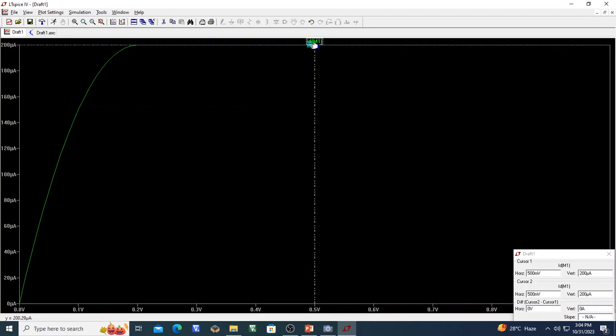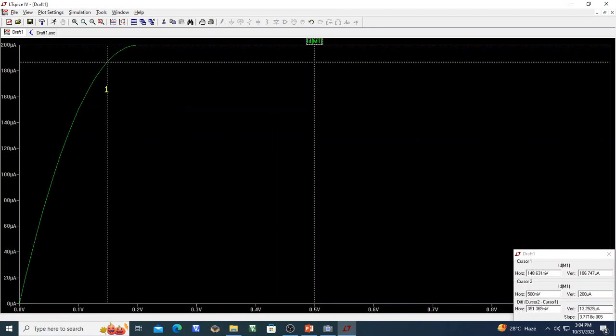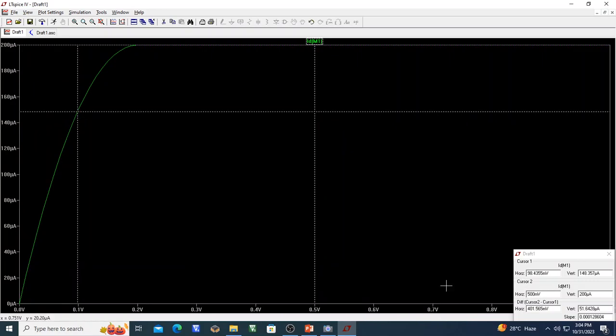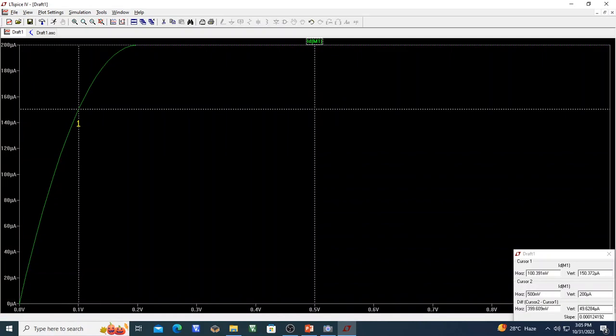Let me move one more cursor. Let me move this cursor and put it at 100 millivolt, because one of the readings was at 100 millivolt. It is this particular reading. Where is that? Because at 100 millivolt VDS, we had a current of 150 microampere. Is this close to 100? Let me slightly move this. I'm there. You can see it's 100 millivolt. So I'm at 100 millivolt, VGS is 0.6, and what is the current? Current is 150 microampere.